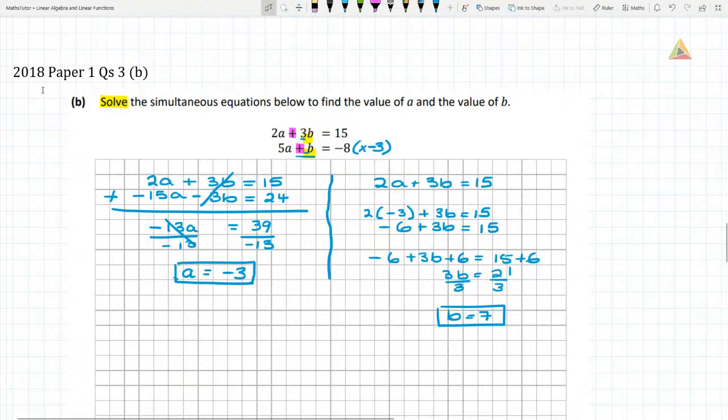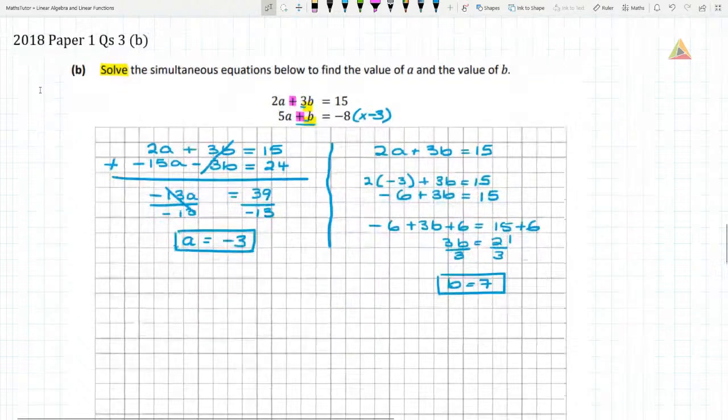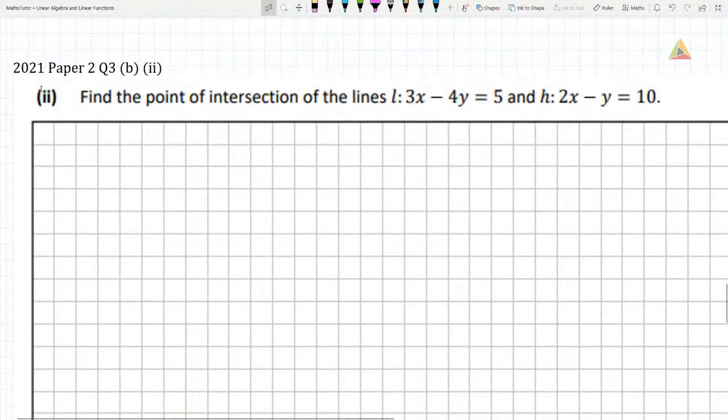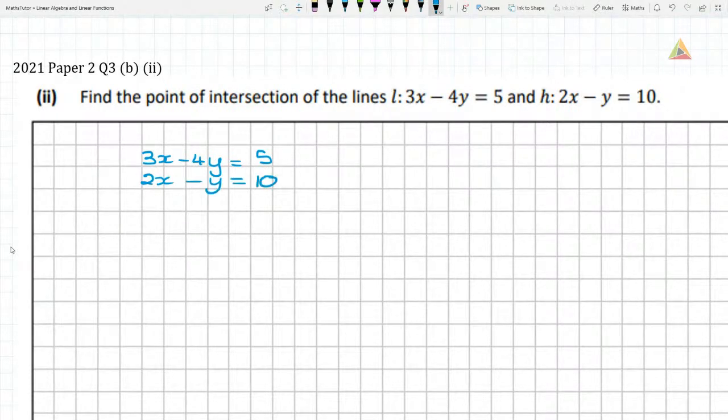But we mentioned that sometimes we'll see it in paper 2 as well. So the last question that we're going to see here is from 2021 again. And this time it's from paper 2, and it's question 3b part 2, which says find the point of intersection of these two lines. So this is actually from coordinate geometry of the line, but I can see that it's giving me two equations. 3x minus 4y is equal to 5, and 2x minus y is equal to 10.